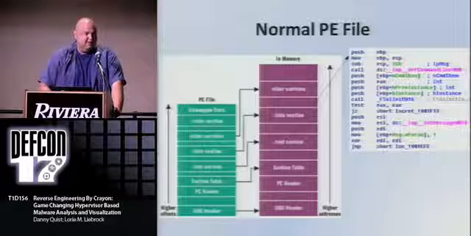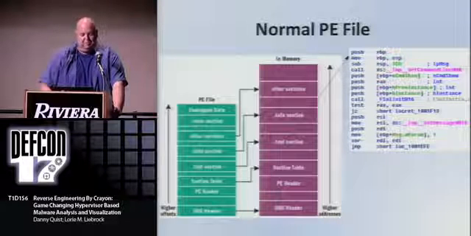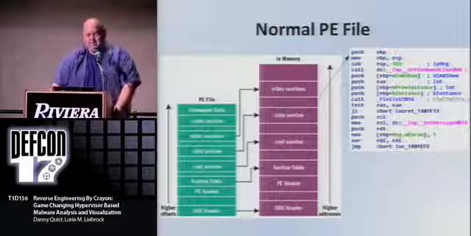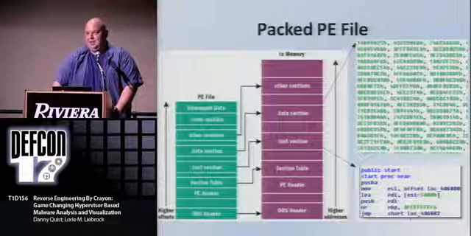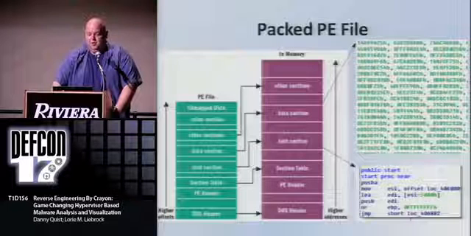So the way this looks is that we'll have a PE file right here, and you'll have a normal unpacked file, and you apply a packer to it, and what happens is that you get the compressed or obfuscated code with a small decoder stub on the right.